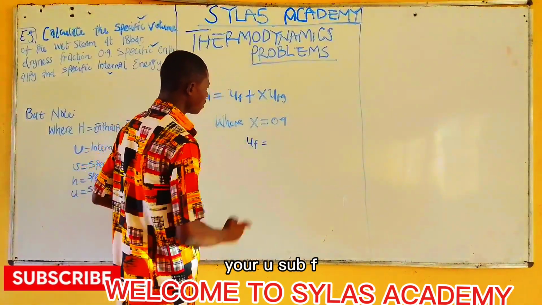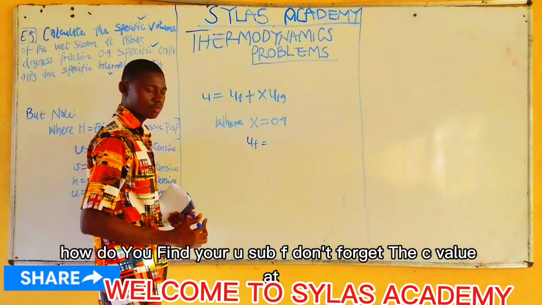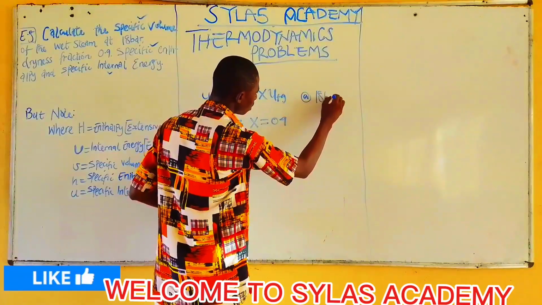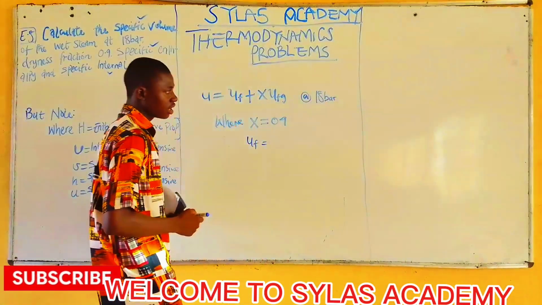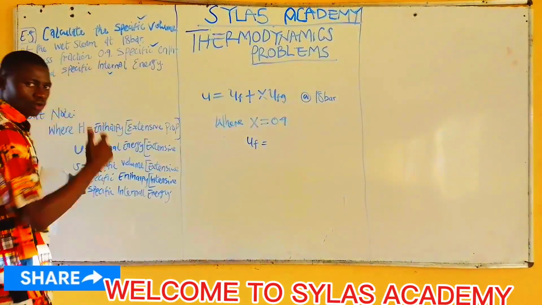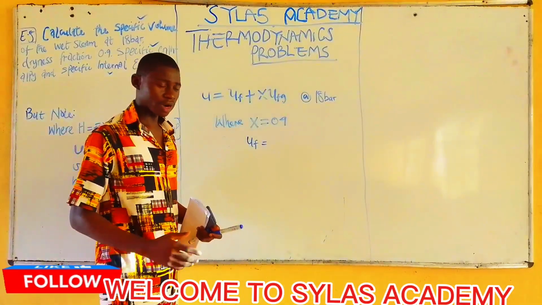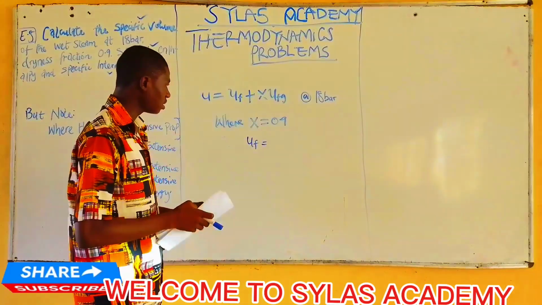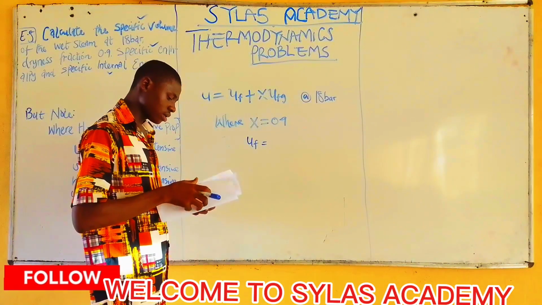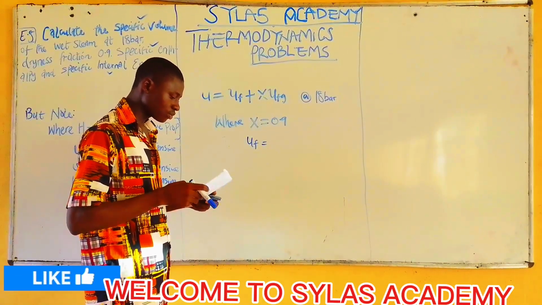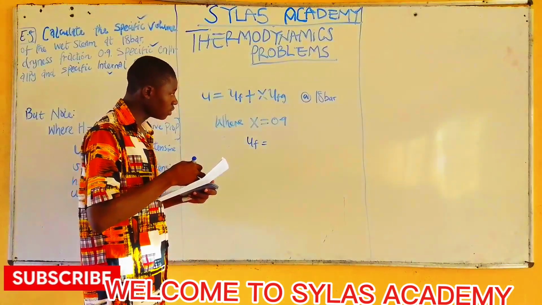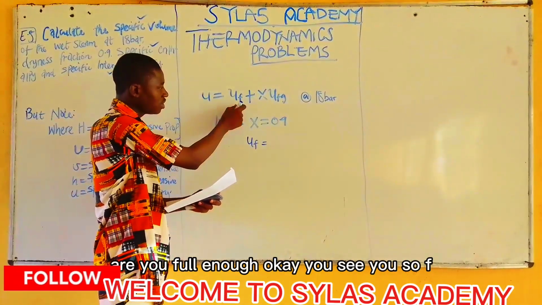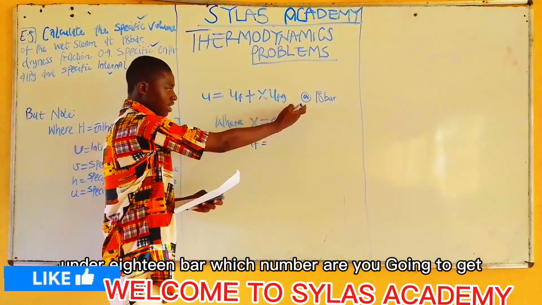How do you find your u sub f? Don't forget, it is at 18 bar. When I'm talking of 18 bar, I'm talking of pressure, right? Okay, now you go to your steam table. You check under 18 bar, and you see u sub f under 18 bar.